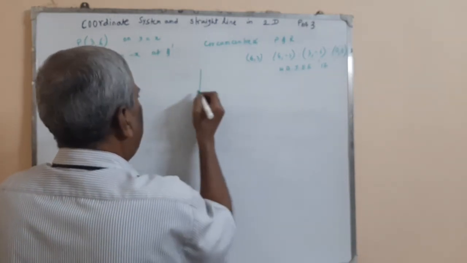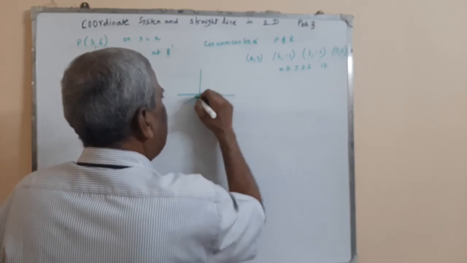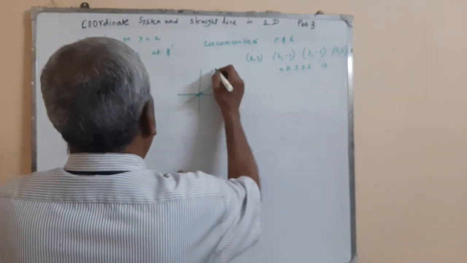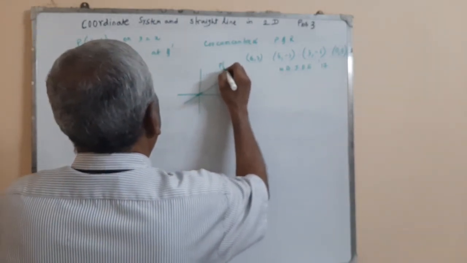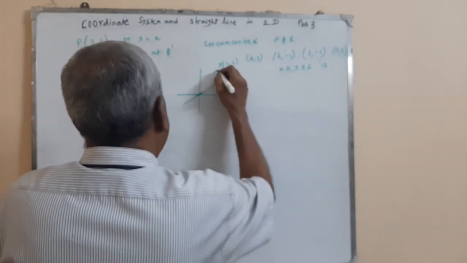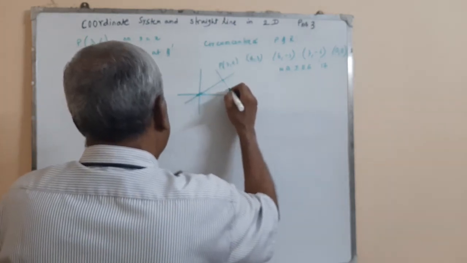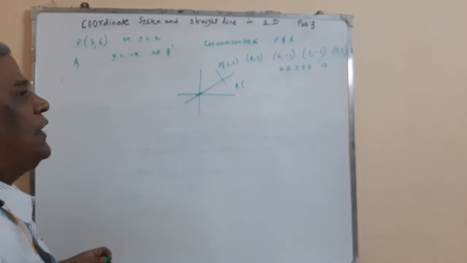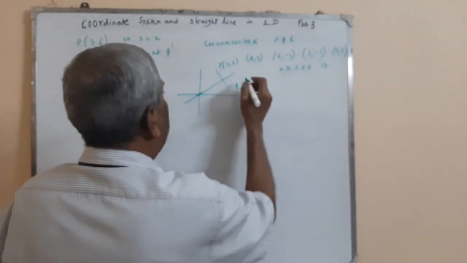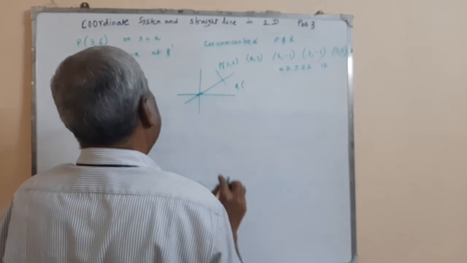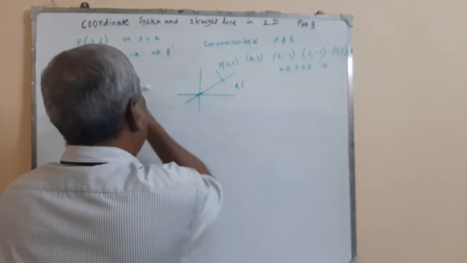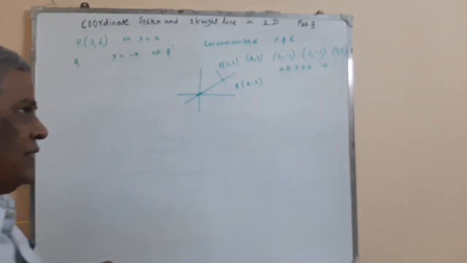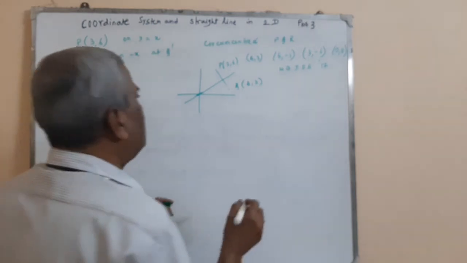Suppose the straight line is y is equal to x, and the point is (3, 6). Its reflection, suppose that is point Q, will have its x coordinate and y coordinate interchanged when reflected with respect to y is equal to x. So it is (6, 3). Let us see why it is that type.